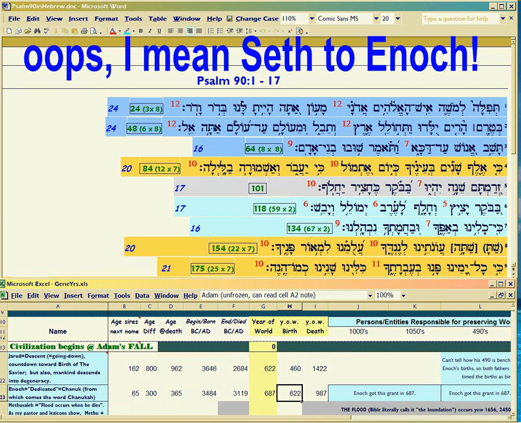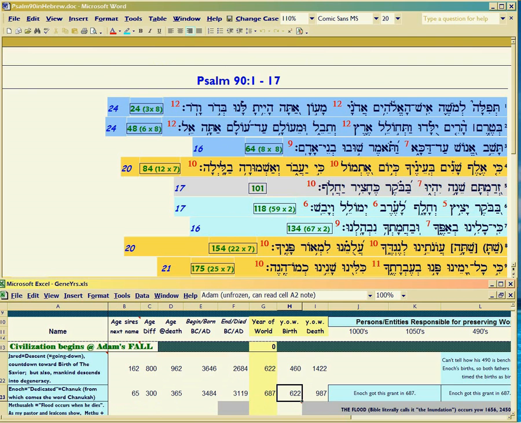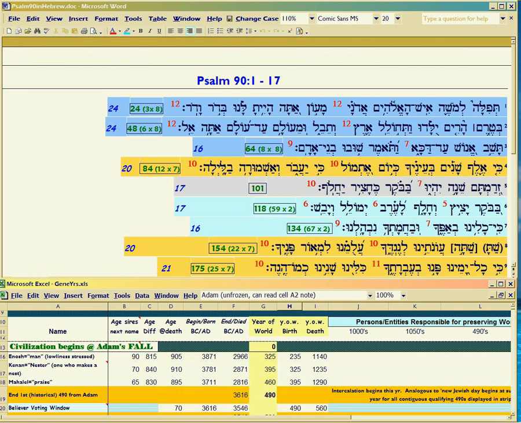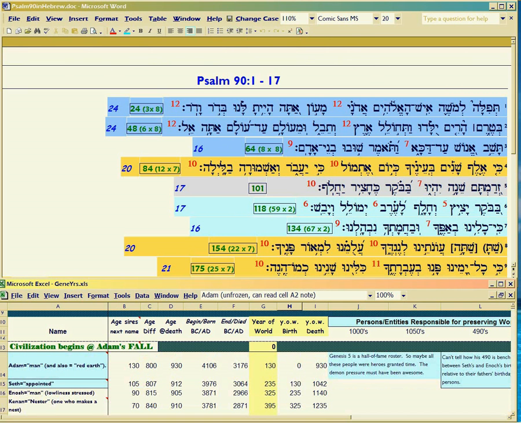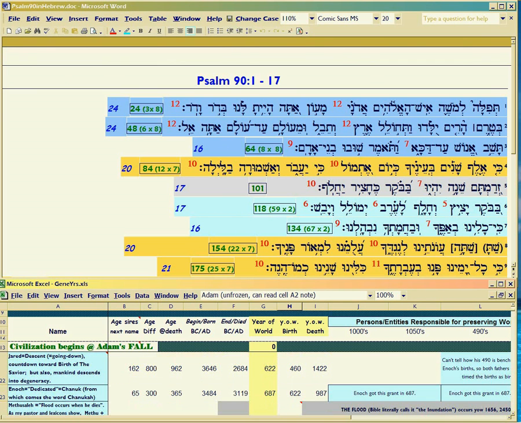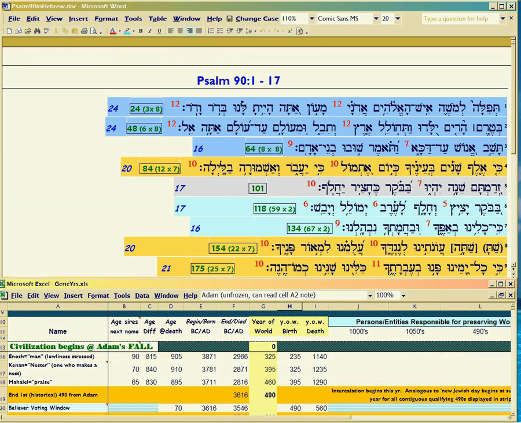Okay, one's born early in the year, one's born late in the year. That's why it seems like it's 492. But it's 490 for accounting purposes. So Seth is born to commemorate Adam's reaching supermaturity, and Enoch is born to commemorate Jared's reaching supermaturity. Jared was Enoch's dad.